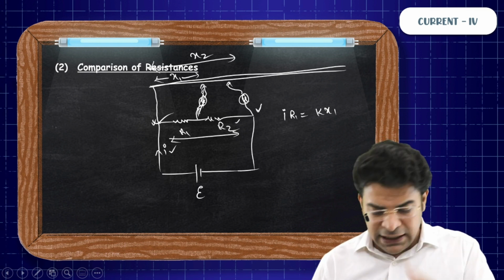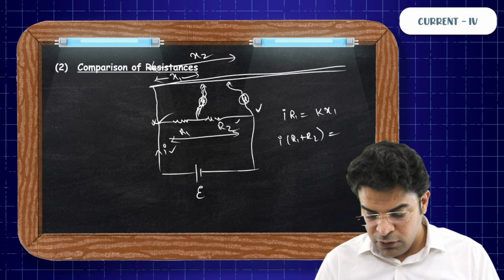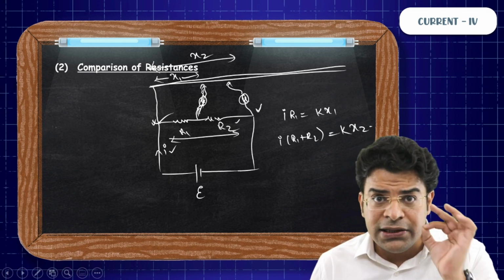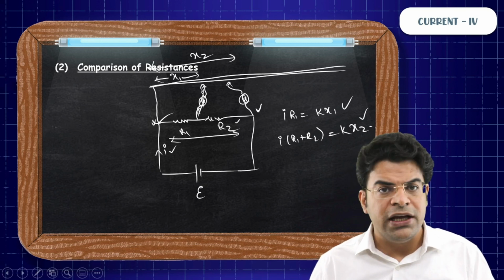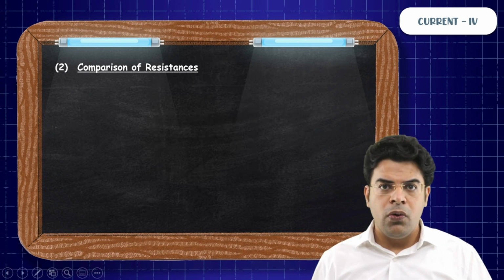So you will write the second equation, I into (R1 plus R2) equals K into x2. Now by taking these two readings x1 and x2 in the lab, you can find out the ratio of R1 and R2. How? Let's see.